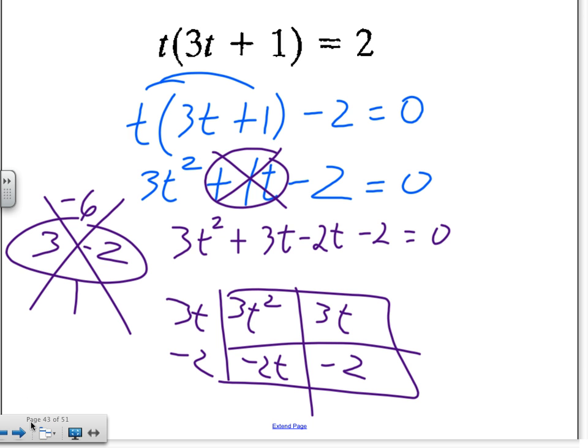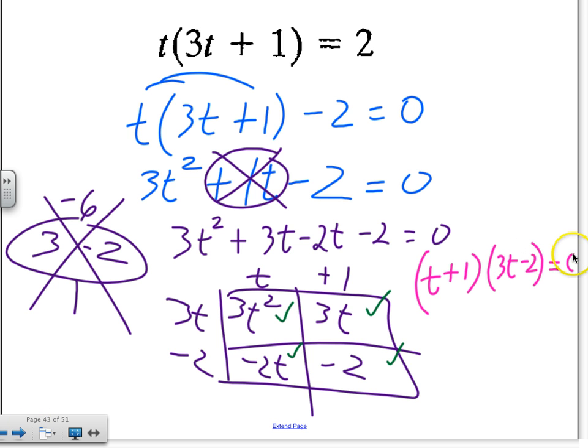And here, 3t times t is 3t squared. 3t times 1 is positive 3t. And I check it off to make sure it's correct. Looks good, looks good, looks good, and it looks good. And now, I just basically have t plus 1 times 3t minus 2, don't forget, equal to 0.